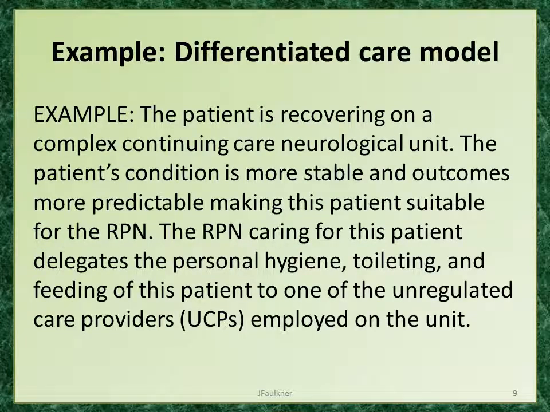An example of this might occur on a complex continuing care neurological unit. A patient is recovering, the patient's condition is more stable and outcomes more predictable, making this patient suitable for the RPN. The RPN caring for this patient chooses to delegate the personal hygiene, toileting and feeding to one of the unregulated care providers employed on the unit. This enables the RPN to spend more time on complex nursing care such as health teaching, discharge planning, medication administration, and rehabilitation interventions.